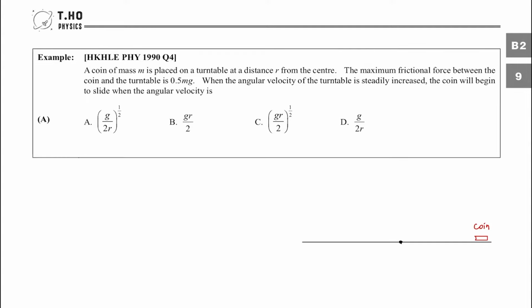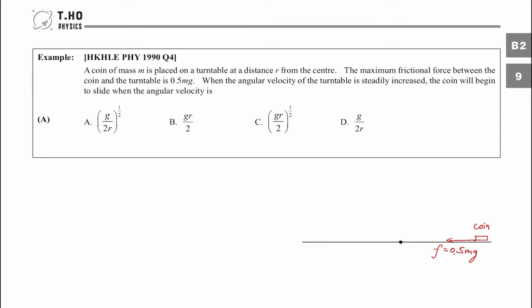Here we come to Higher Level Examination Physics 1990 Question 4. So we have a coin placed on a turntable at distance r from the center. The turntable is rotating now. It is said that the maximum friction between the coin and the turntable is equal to 0.5 mg. Okay, so now we have to consider two things.